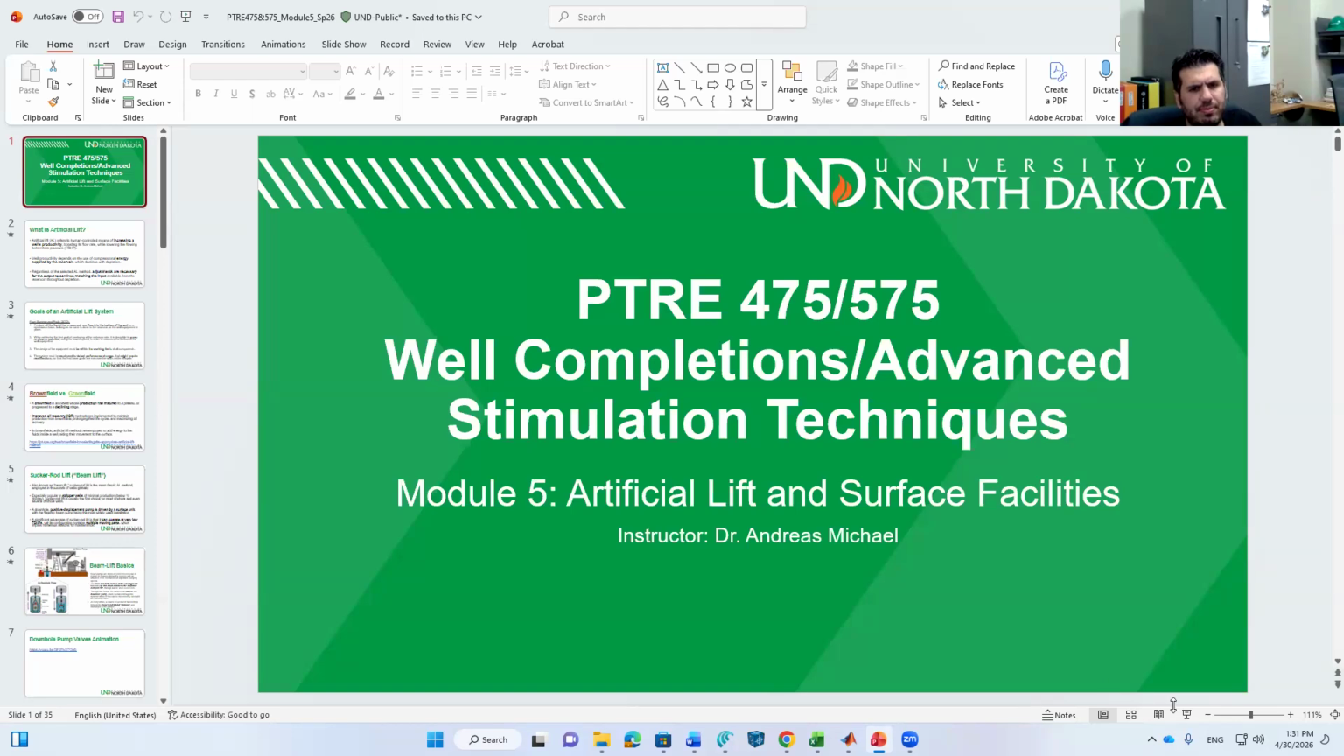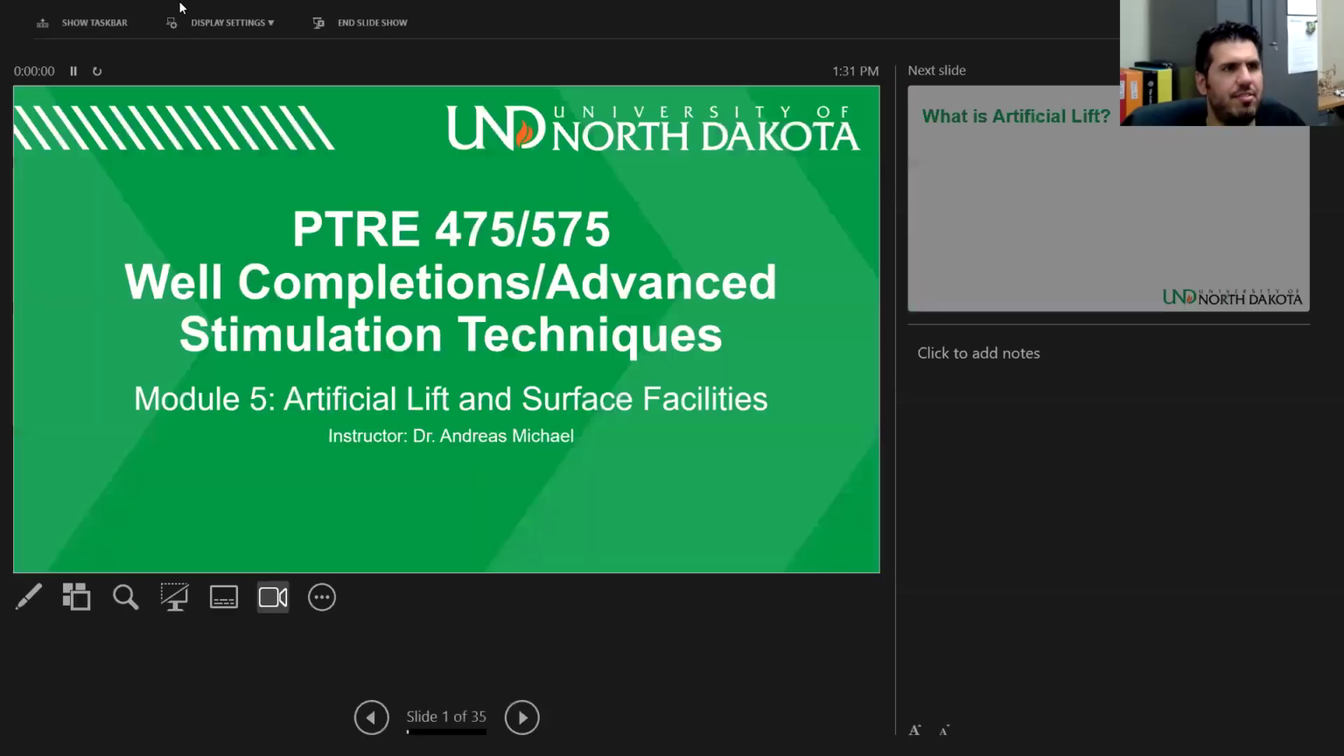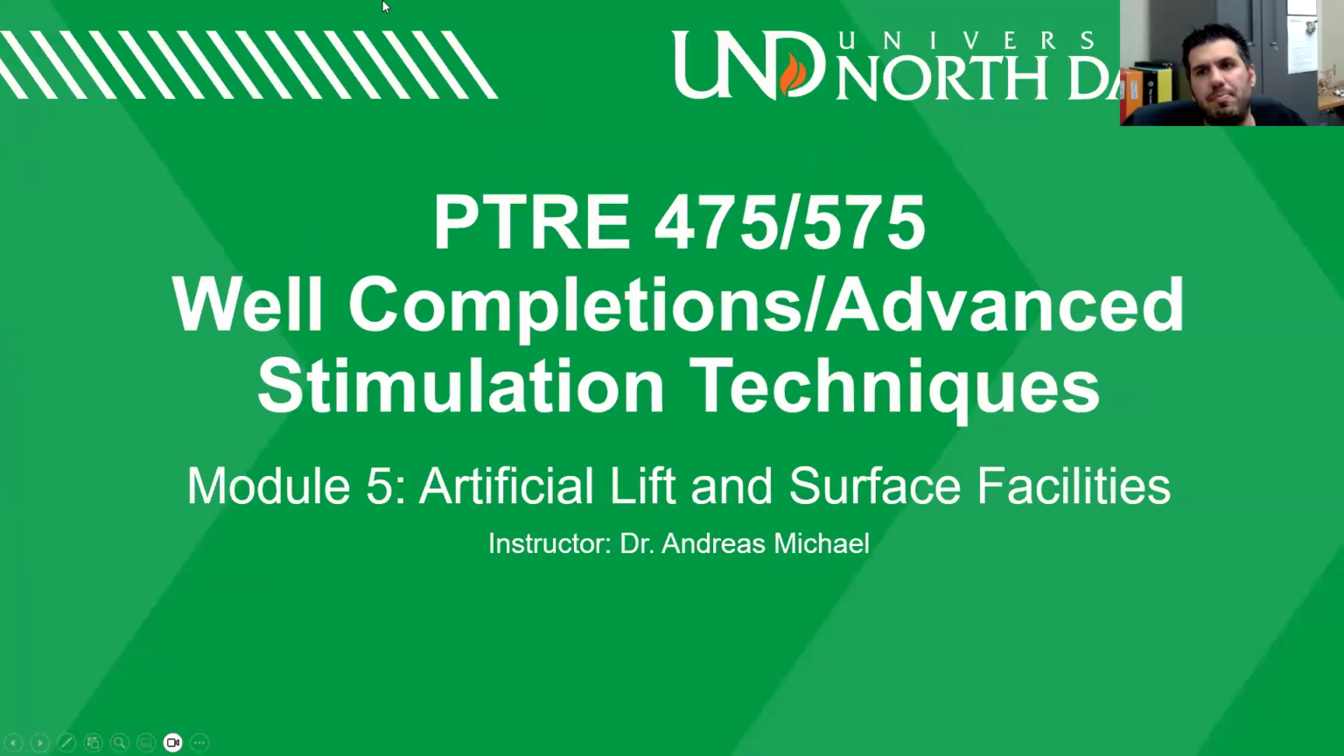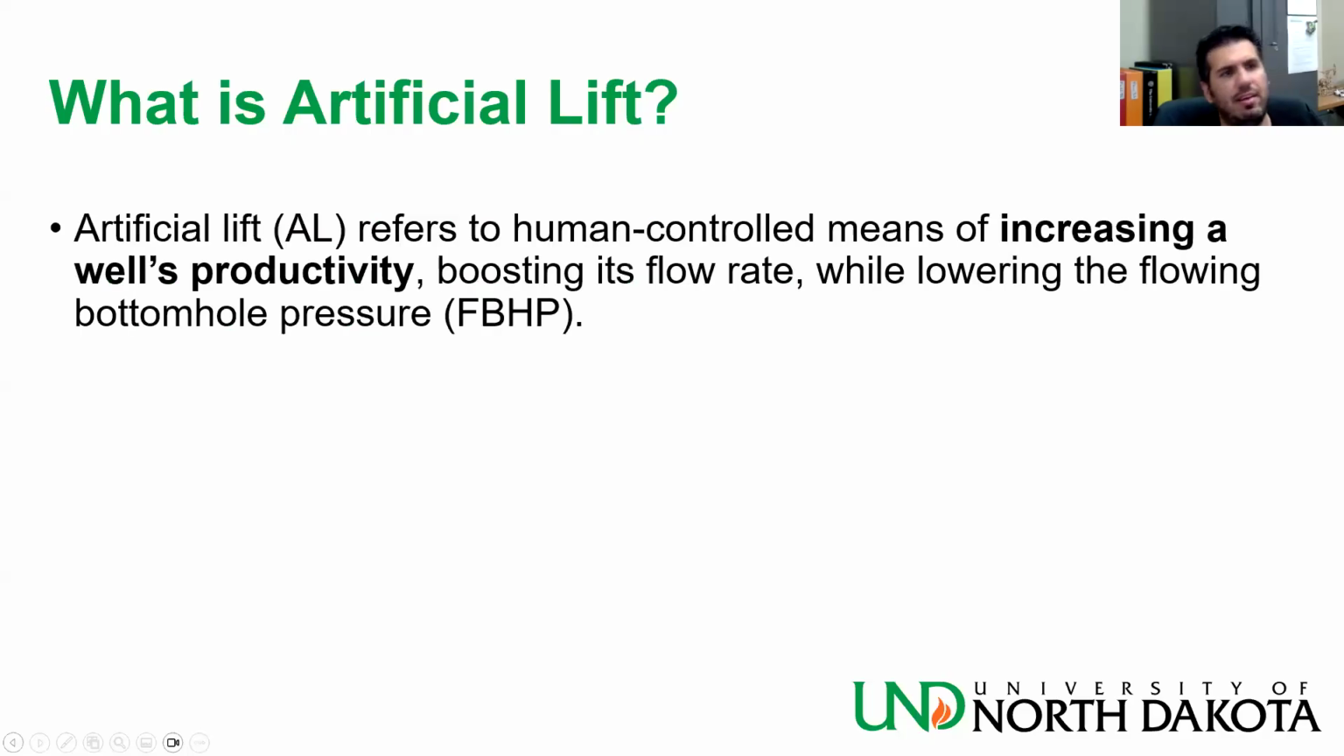So we know what artificial lift systems do or intend to do, but we don't know how they work. And we're going to see briefly, I think, 4 main popular ones. And then there is much more than that. Now, what is artificial lift? Artificial lift refers to human-controlled means of increasing a well's productivity, boosting its flow rate while lowering the flowing bottom hole pressure.